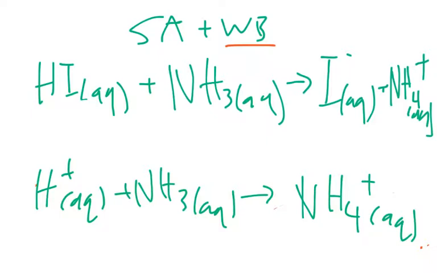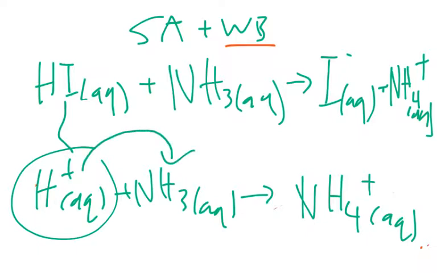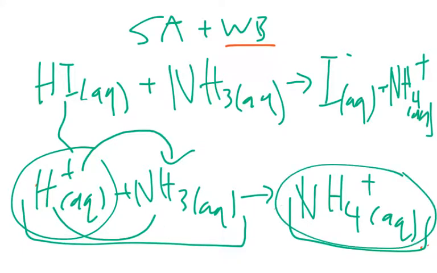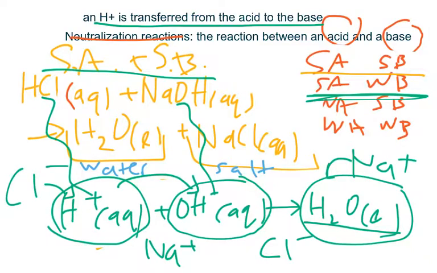As you can see, the H plus from HI will be donated to the ammonia in order to form ammonium, which has a plus charge because on the left-hand side we have a +1 charge, and on the right we have a +1. And also, if you're adding a +1 charge to something, then the resulting thing will also have a +1 charge. So that's an example of a neutralization reaction between a strong acid and a weak base.